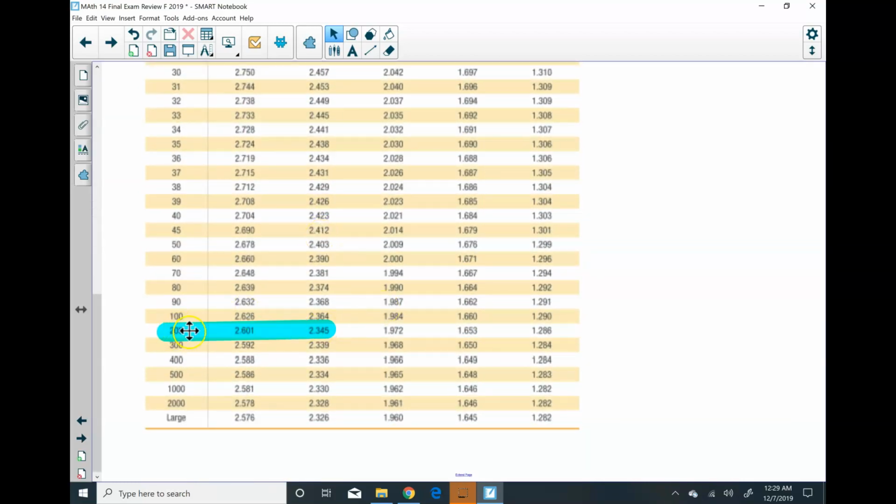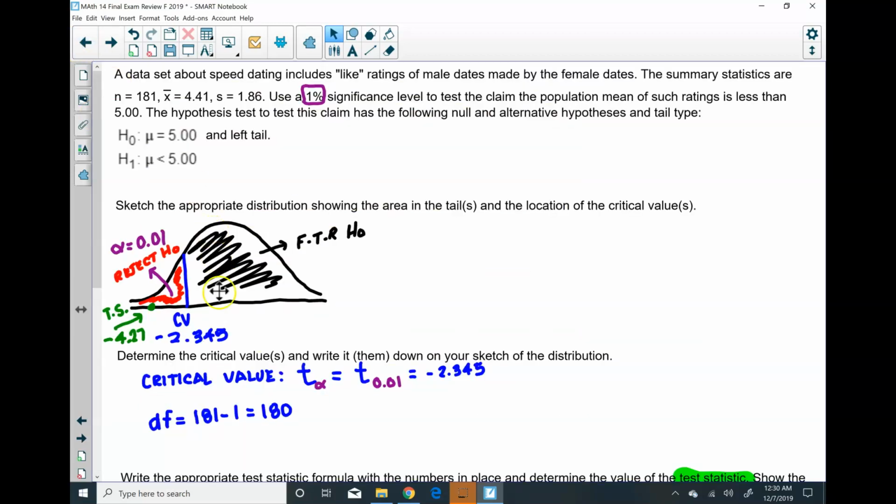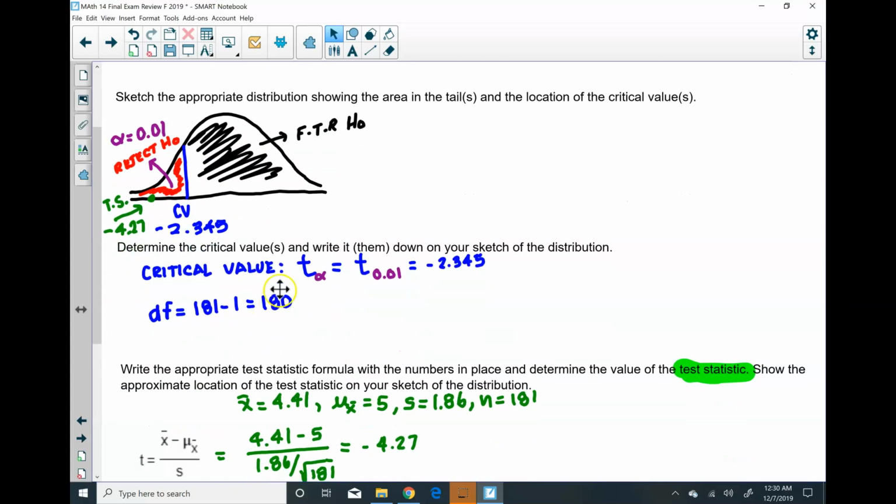Since 180 isn't there, 180 is closer to 200. So you go to the right over here, and this is your 0.01, and therefore you're looking at a critical value of 2.345. Our critical value then is negative 2.345, and the reason it's negative is because it's the left tail. So you have to make sure it's negative. Now that we found our critical value, we place it into our diagram.